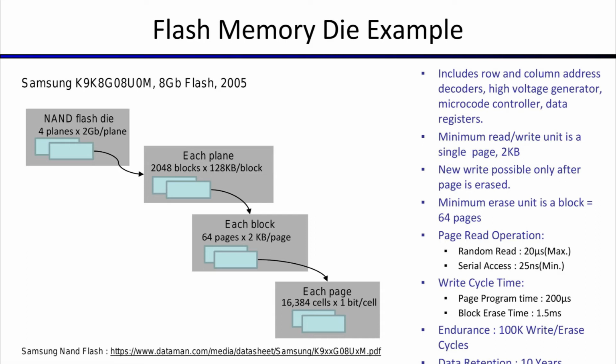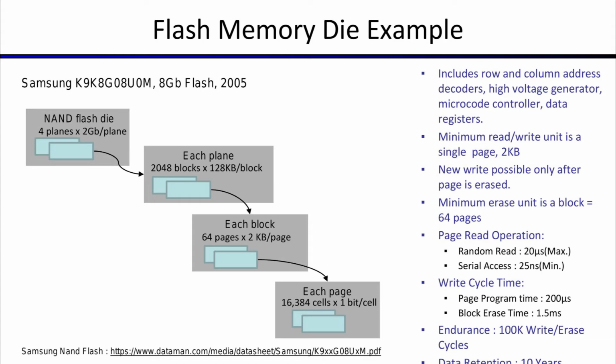This particular flash die has a random read of 20 microseconds, serial access of 25 nanoseconds here. It has a page program time of 200 microseconds, so the time it takes to program a page is more than it takes to read a page. The block erase time is 1.5 milliseconds, so that one is actually the higher one. The endurance in this case is 100,000 write erase cycles, or program erase cycles, and they guarantee a data retention of 10 years, so it'll be there for more than 10 years.